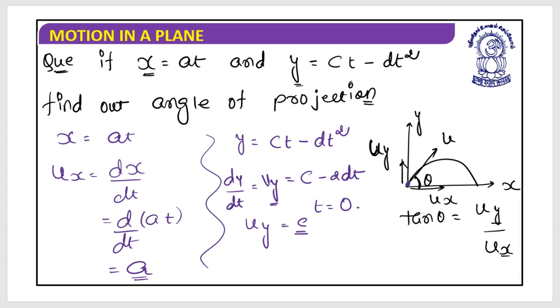So now you require tan theta. How could I get it? I know that tan theta equals uy divided by ux. My uy is c, ux is a. That's it. Done. You did it. Great job.